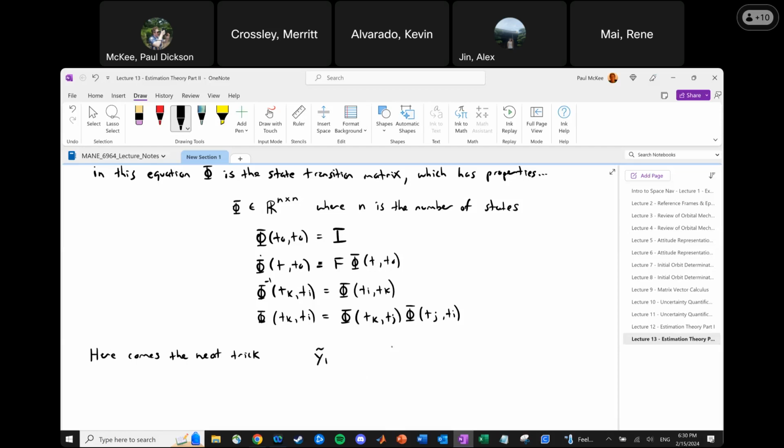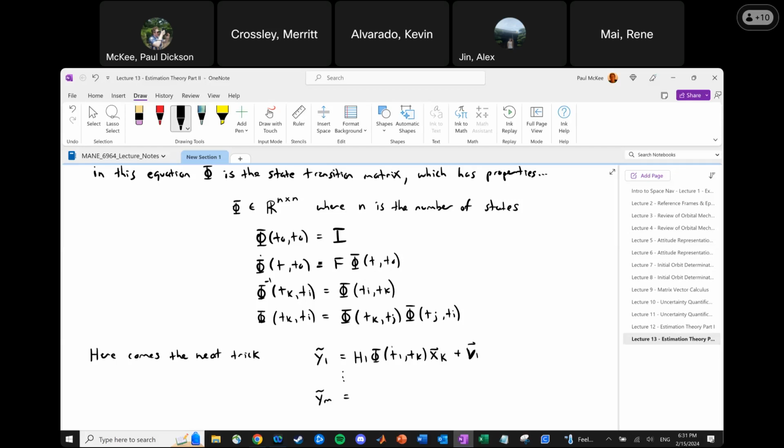y1 is equal to H1 times Φ(t1, tk). So from some time k, which we haven't specified yet, we map that to time 1, multiply it by the measurement sensitivity matrix. This is how we map from x at some time k to some measurement. Remember, this is new. And this is true all the way down to ym.